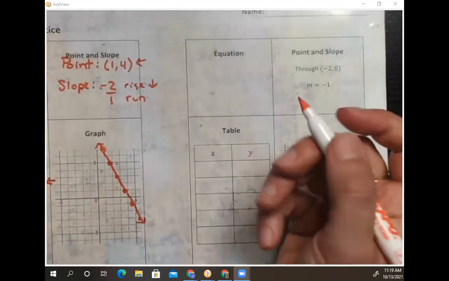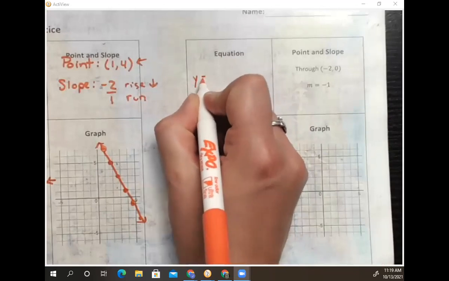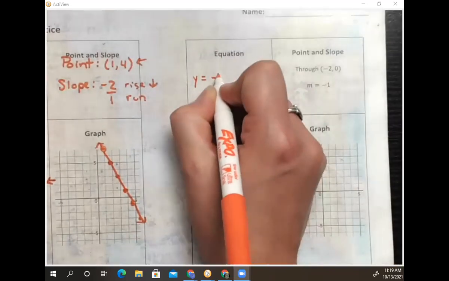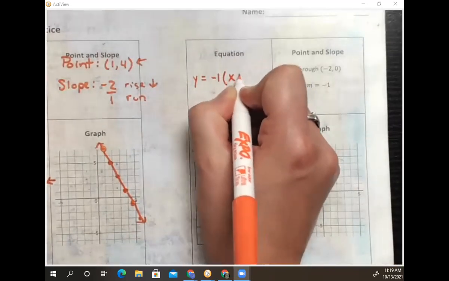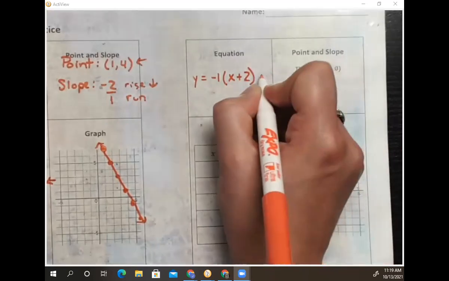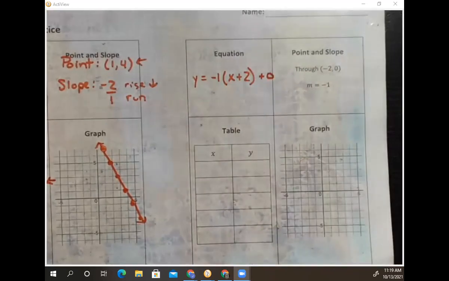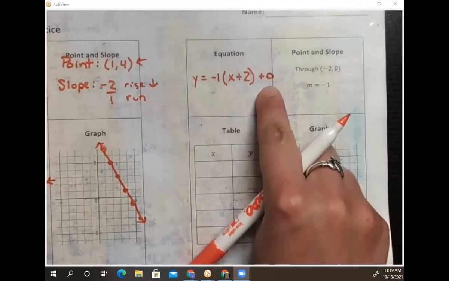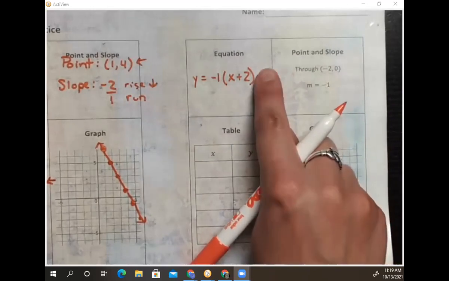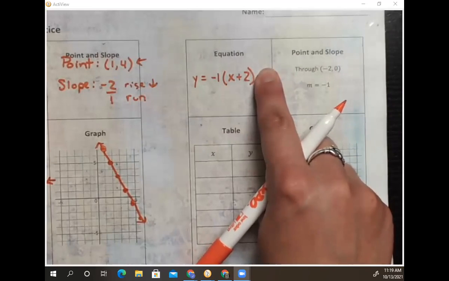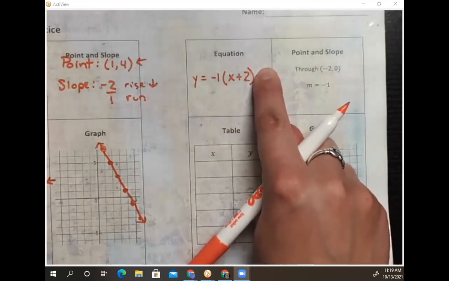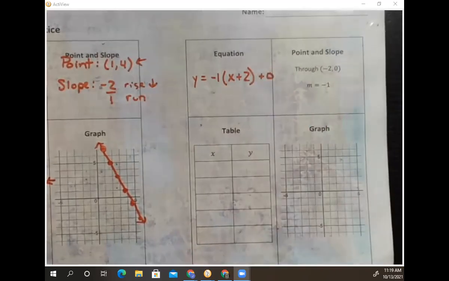I'm going to start with my equation. This would be y equals -1 times x plus 2 plus 0. Do I have to write the plus 0 at the end? No, when we're just adding 0, we actually don't have to include that. So this would also be point slope form. Now let's go ahead and graph.